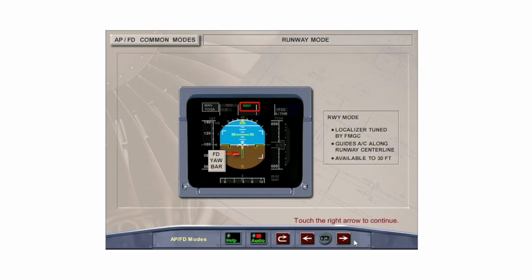The runway mode has two submodes, runway mode and runway track mode. Runway mode is available whenever a localizer associated with the departure runway is tuned by the FMGC. It gives lateral guidance along the runway centerline during the takeoff roll and initial climb up to 30 feet radio altitude. The PFD displays the flight director yaw bar rather than the roll bar, and the FMA displays runway in the lateral mode column.